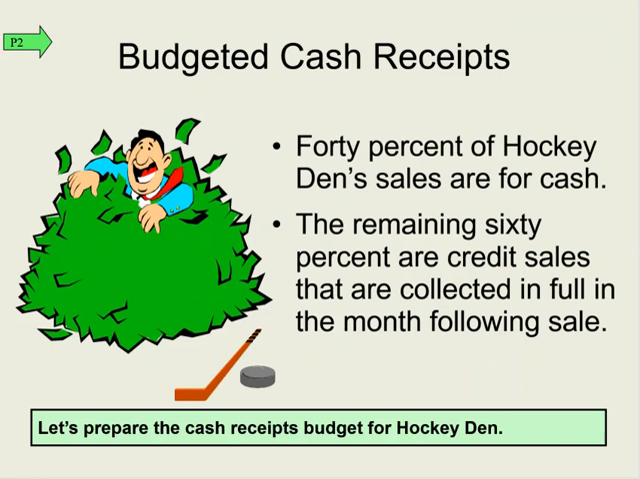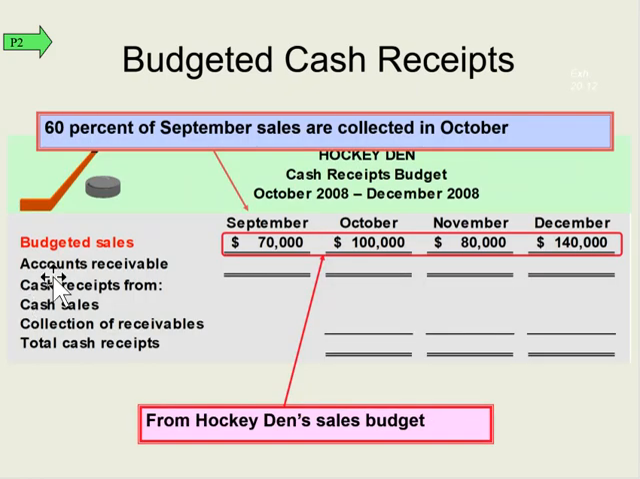So we've got Hockey Den sales here. 40% of their sales are for cash, so those would be collected in the month of sale. The remaining 60% are credit sales that are collected in full in the month following sale. So let's look at the cash receipts budget here.